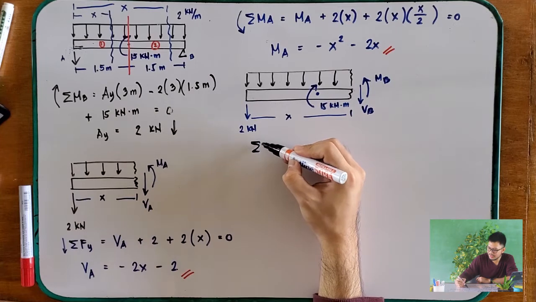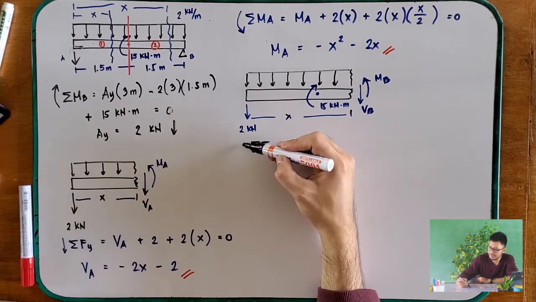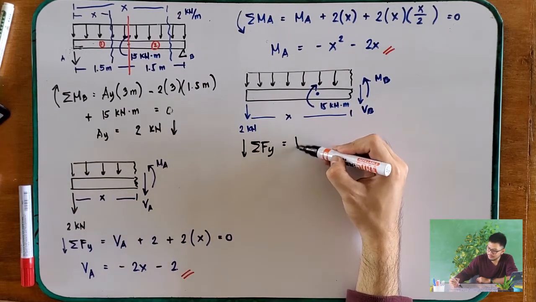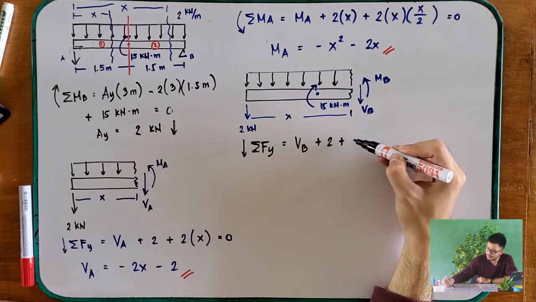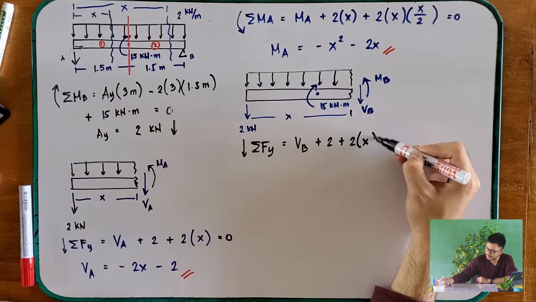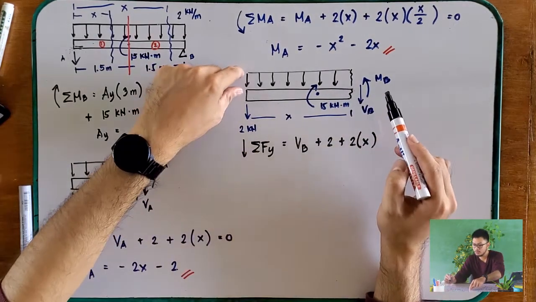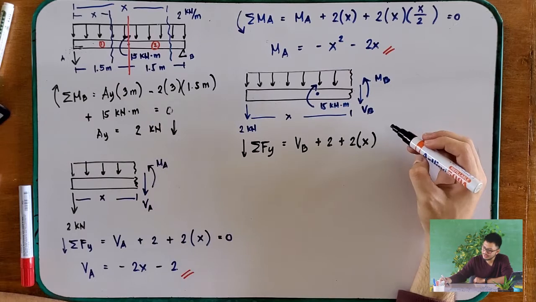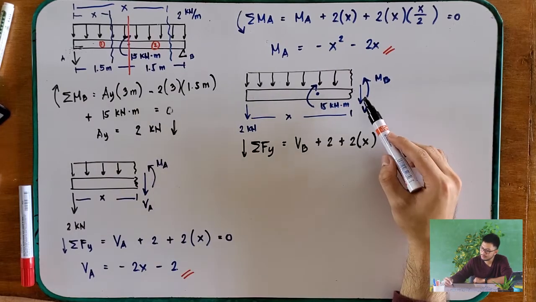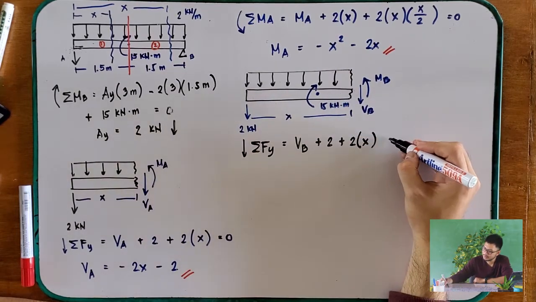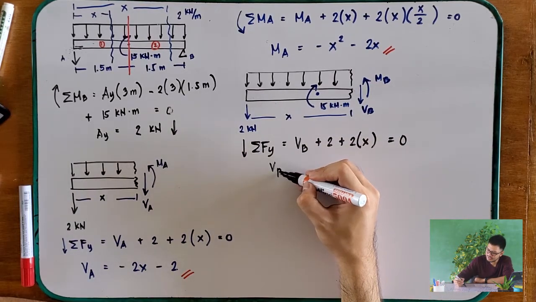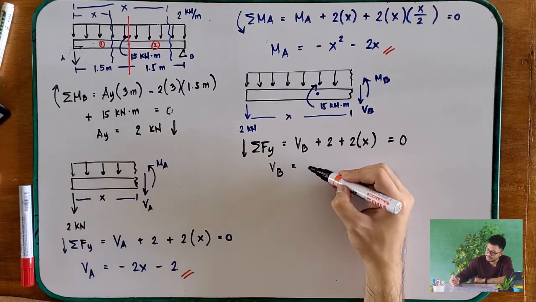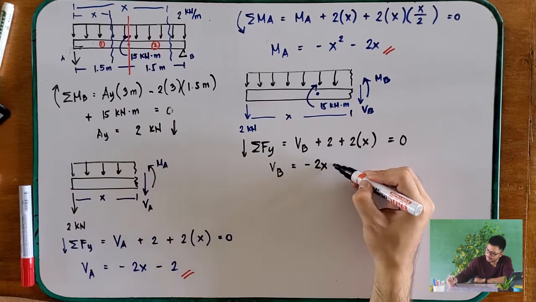So, VB, summation of forces along the y going down is equal to VB plus 2 plus 2 times x. Right? Again, 2 times x. And then, is that all? 1, 2, and 3. It is equal to 0. So therefore, your VB is just the same as your VA, which is negative 2x minus 2.